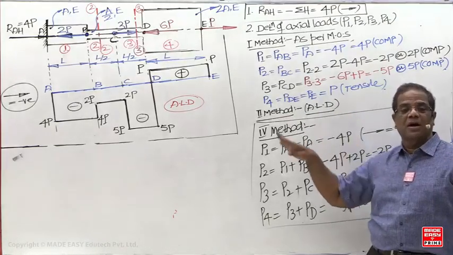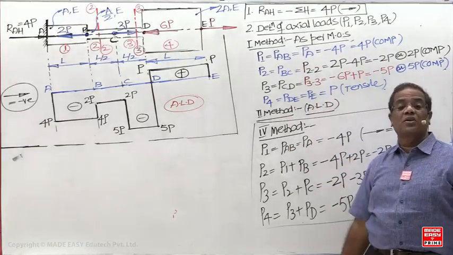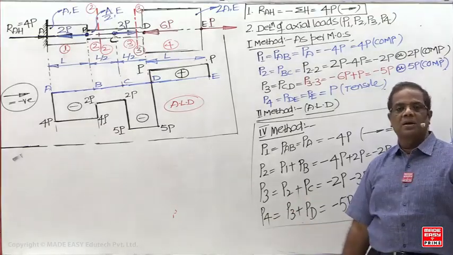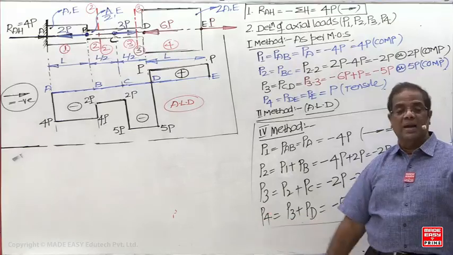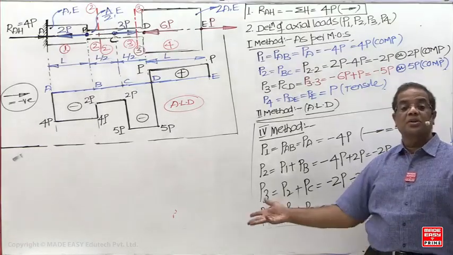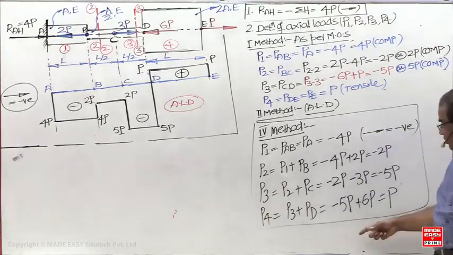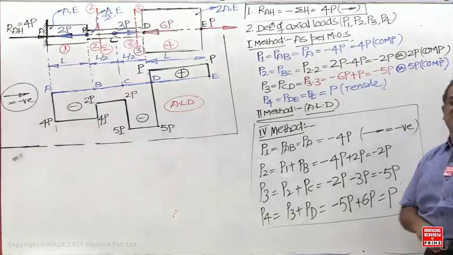Next cross check: the number of vertical lines in the ALD equals the number of applied axial loads. Next, the height of the vertical line equals the magnitude of the applied axial load. So like that you can cross check it. But this will take less time.